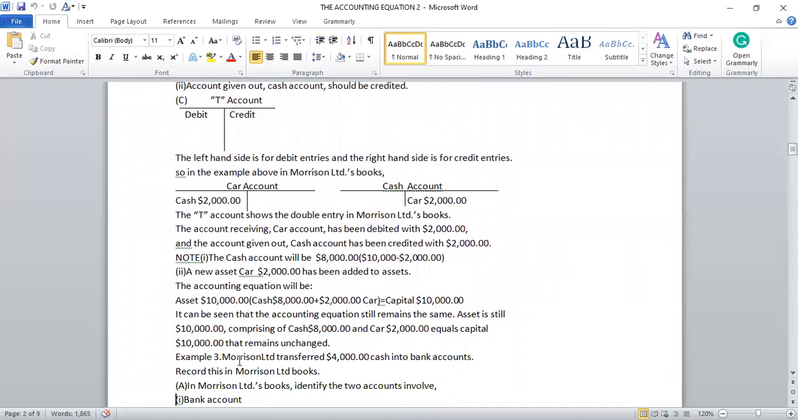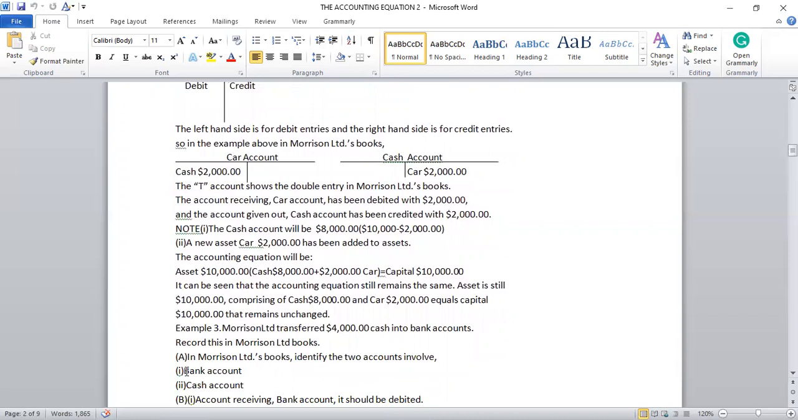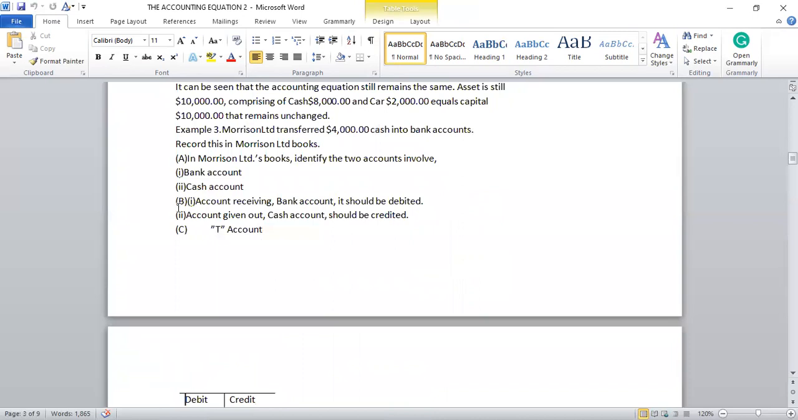Example 3. Morrison Limited transferred $4,000 cash into the bank account. Record this in Morrison Limited books. So we use the double entry principle to record this. A, the first step, according to the double entry principle: in Morrison Limited books, identify the two accounts involved. I, the bank account, II, the cash account. After you have identified the two accounts involved, you go on to the second step. That is B: I, the account receiving, the bank account, should be debited. II, the account giving out, the cash account, should be credited.